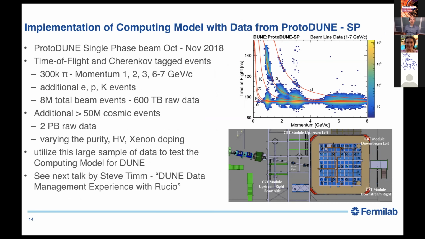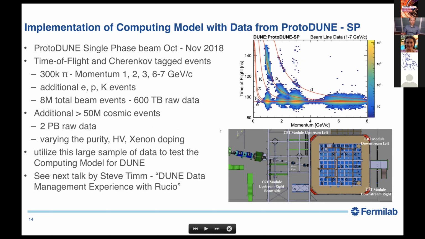So we have been implementing this computing model with data from ProtoDUNE single phase. There was a beam run in October and November of 2018. We had several different beam samples, from 300,000 pi momentum events at 1, 2, 3, and a spread of 6 to 7 GeV. You can see those distributions over here on the right, based upon time of flight information coming from the layout here, shown at the bottom, at the CERN Neutrino Platform.